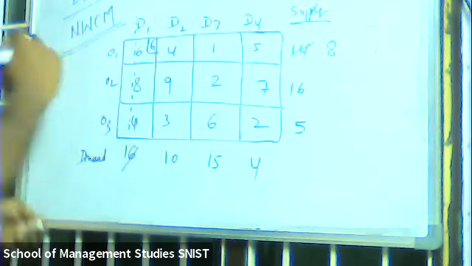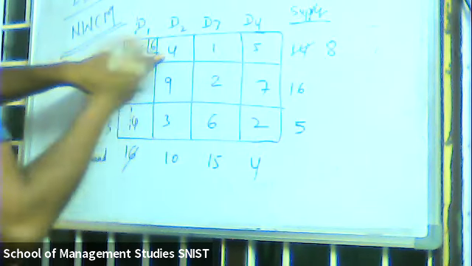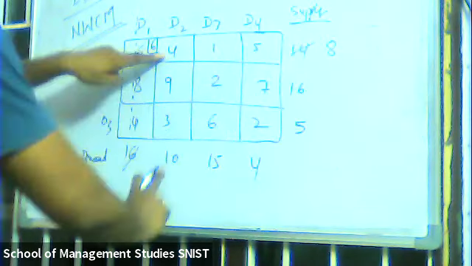X12, sir, now. Okay, now x12, same procedure. Again, I'm checking supply 8 and demand 10. Which one? 8, sir. So allocate 8 here, right?